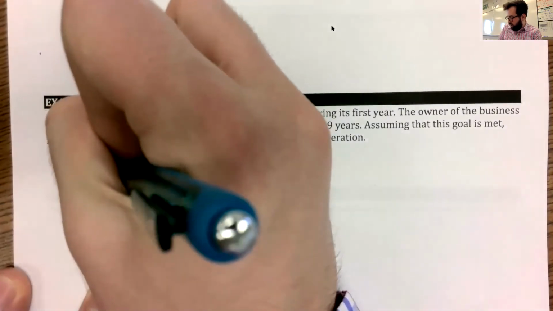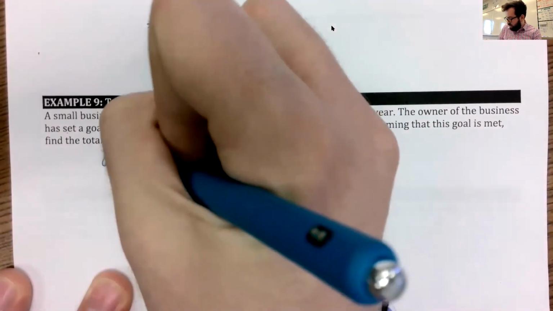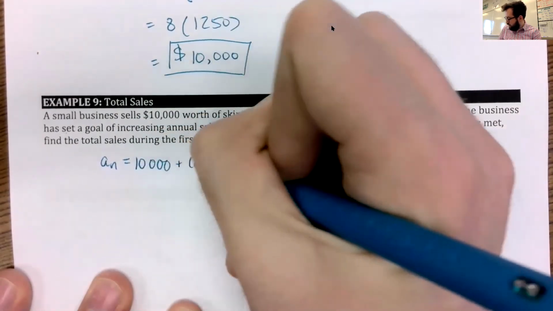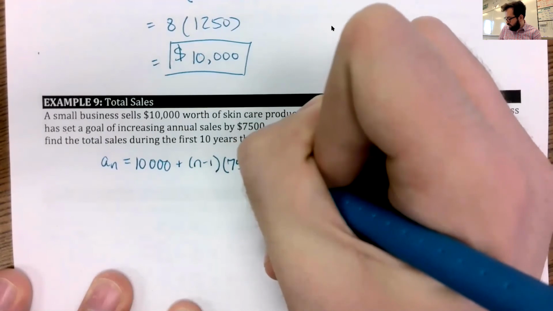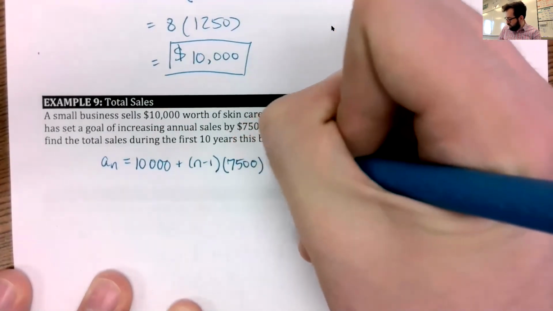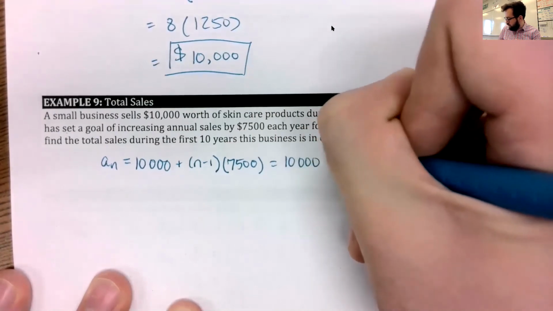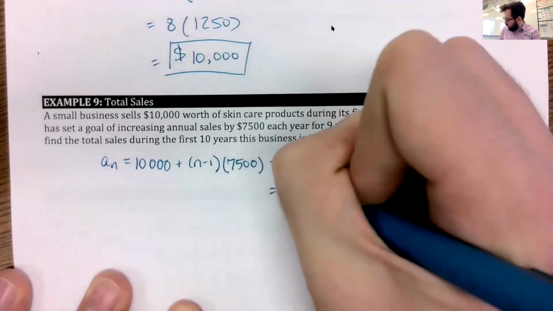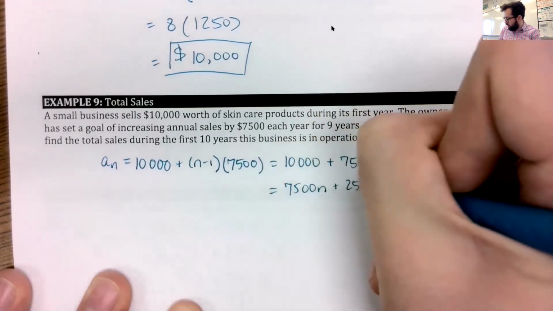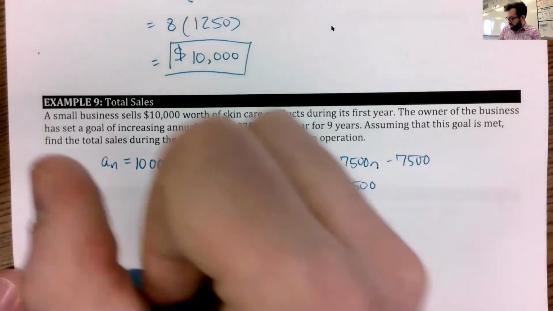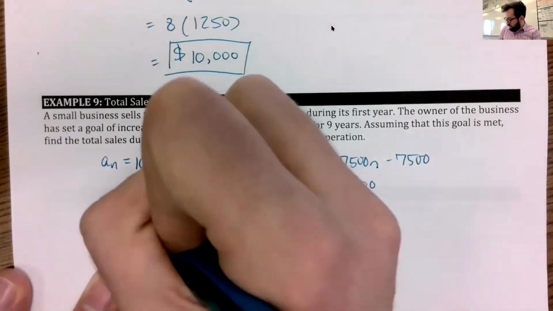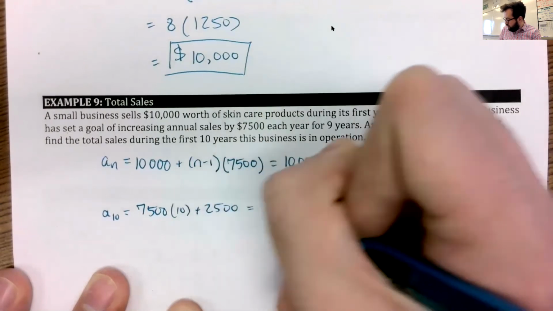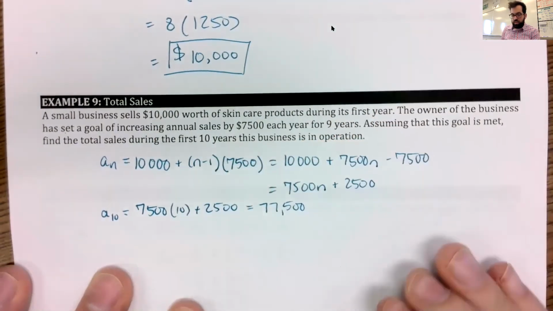So let's figure out the nth term. We're starting with 10,000 and we're going to add 7,500 every time. So if we simplify this formula, it's going to be 10,000 plus 7,500n minus 7,500, which will be 7,500n plus 2,500. So the 10th term is going to be 7,500 times 10 plus 2,500, which is 77,500.